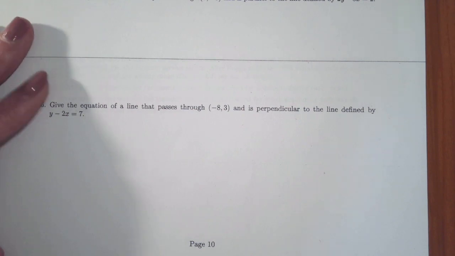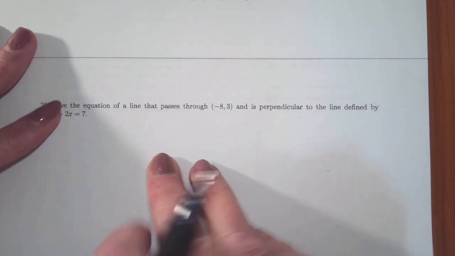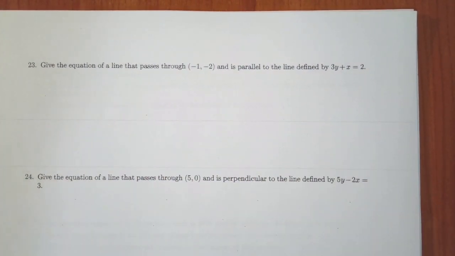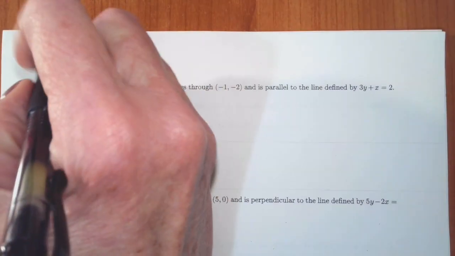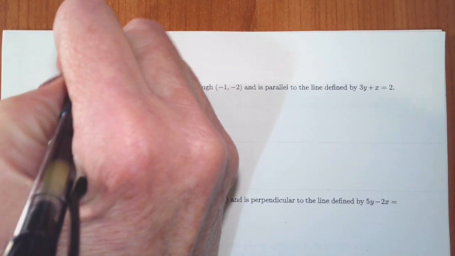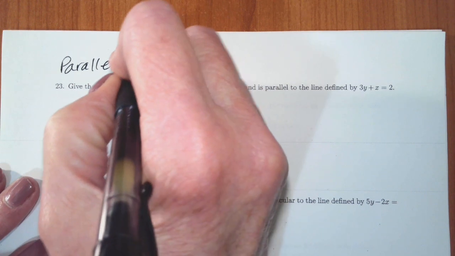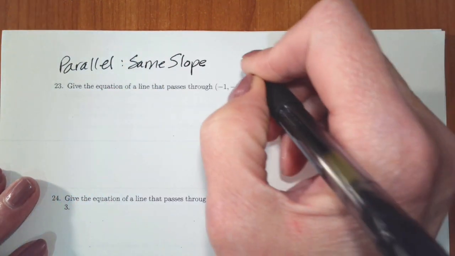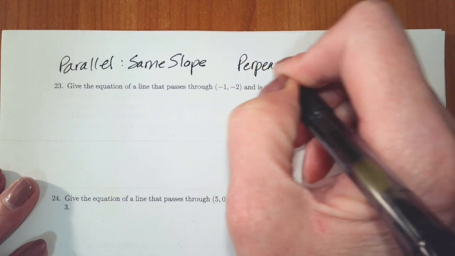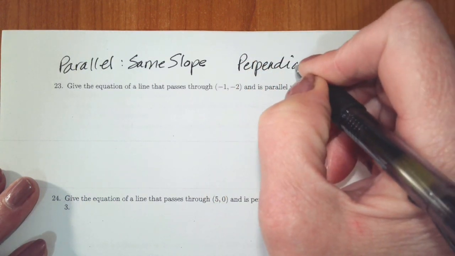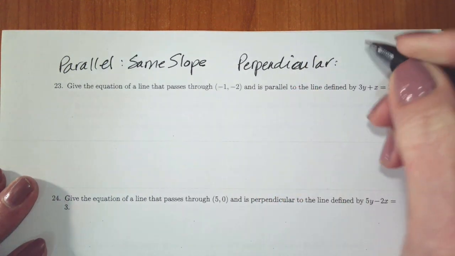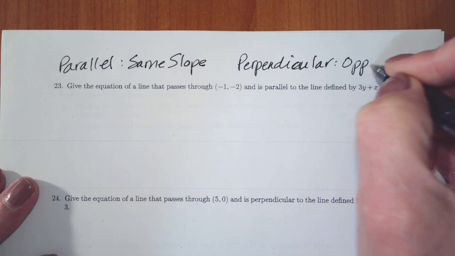Okay. Let's see. All right, the equation of the line. Oh, now we're into parallel and perpendicular. So parallel lines, they have the same slope. Perpendicular, the slopes are opposite reciprocals.